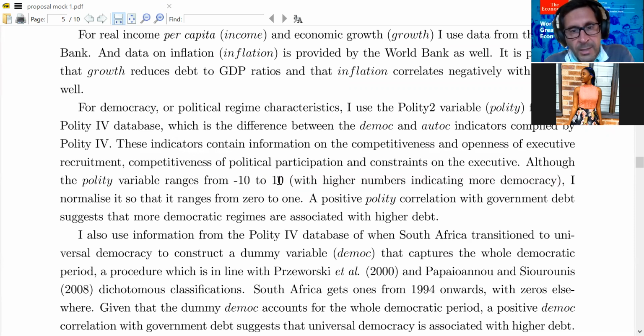So the United States is 10, right? The United Kingdom is 10. And probably North Korea is -10. If I remember well, South Africa is 7 or 8. Okay, and then you can ask me, why is South Africa not 10? Well, you should tell me that. But essentially, South Africa is not 10 because since 1994 we have had the same political party in power, so there has been no change of power yet.